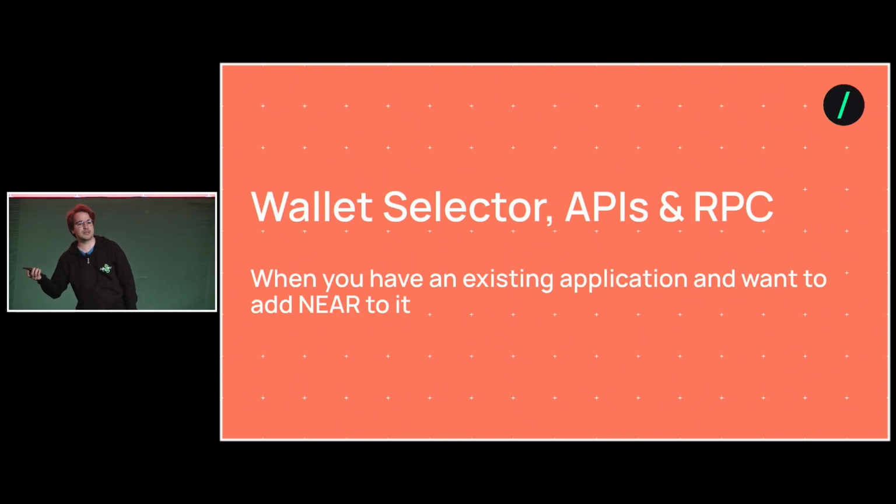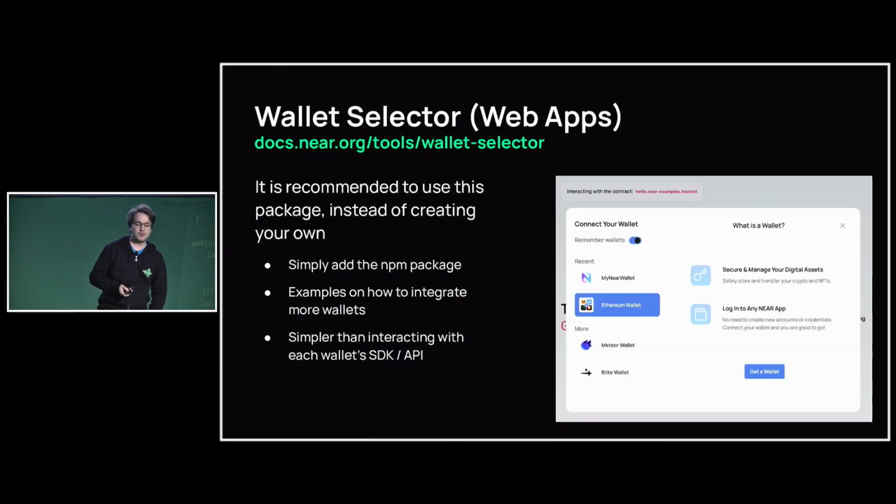Like I have an application, sorry for the color if it's just burning your eyes, but you have an application, right? And now you want to use Near in it. Well, if it is a web application, one of the first things most probably that you will want to do is to use the wallet selector, because this is a very simple NPM package that you just add, and now it allows you to basically connect with every single wallet out there in Near.